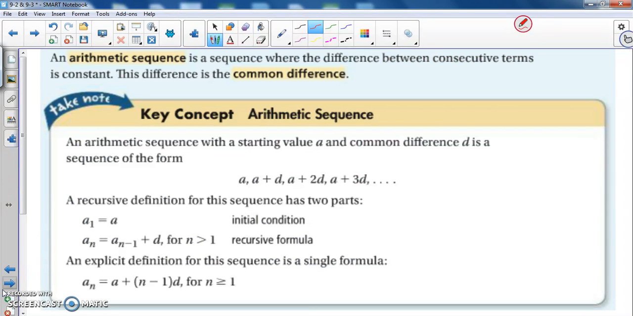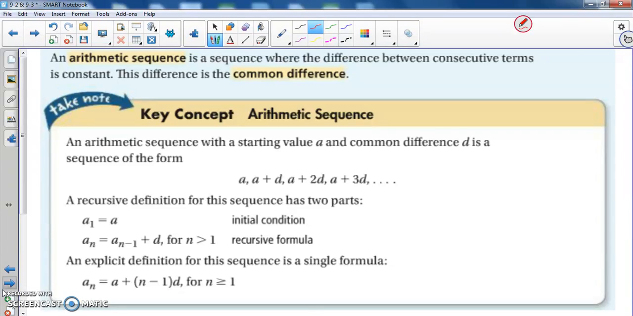So first, an arithmetic sequence is a sequence where the difference between consecutive terms is constant. This difference is called the common difference. An arithmetic sequence with a starting value a and a common difference d is the sequence of the form a, a plus d, a plus 2d, a plus 3d, and so on.